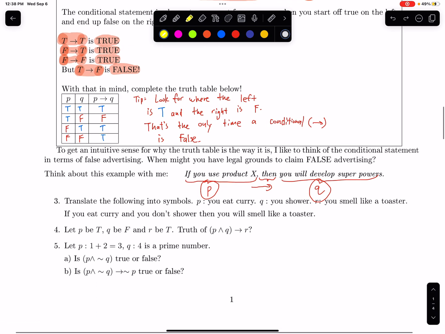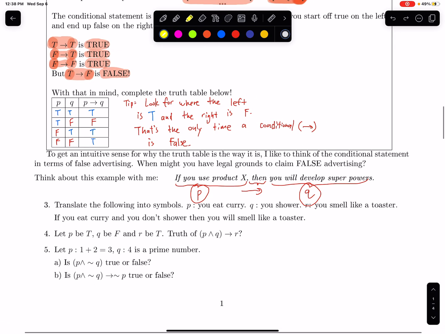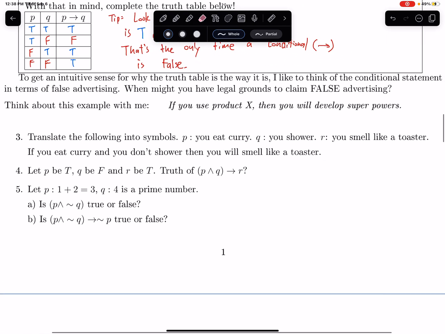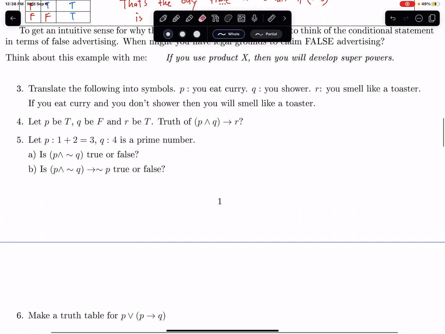So number 3 says translate the following into symbols. I'm going to erase this other stuff to get it out of the way. So P is the statement that you eat curry. Q is the statement you shower. And R is the statement you smell like a toaster. Remember our notation, the colons indicate to you what those statements are representing. So P is representing this first statement, etc.